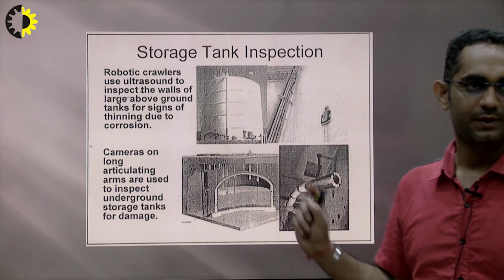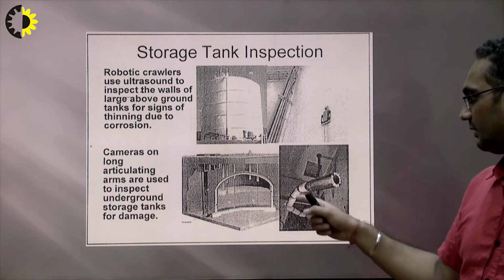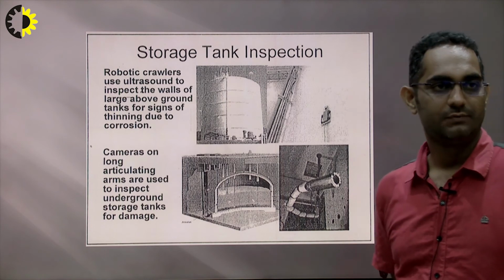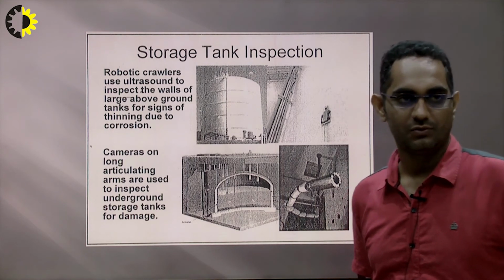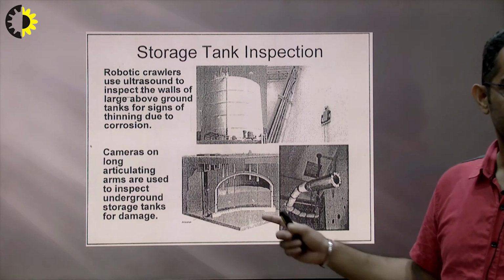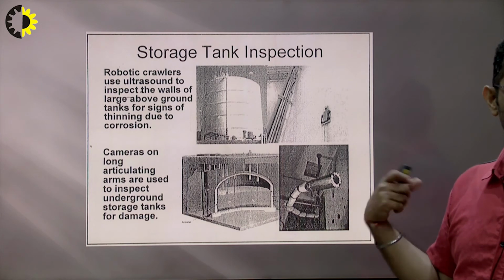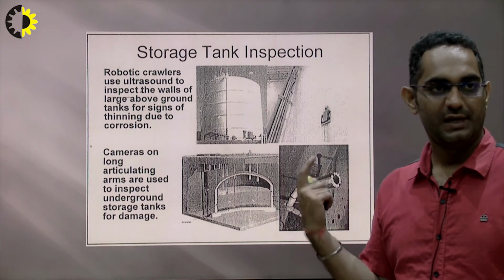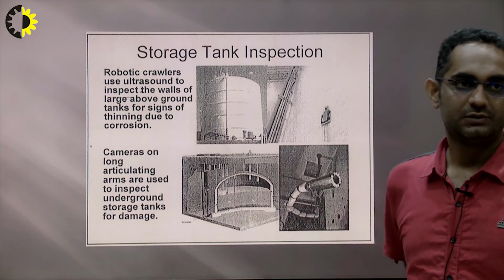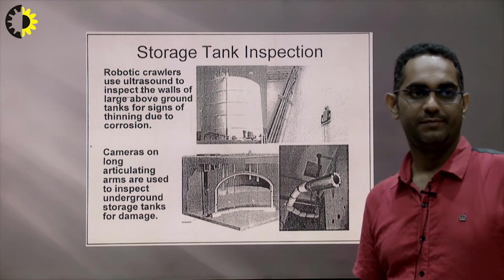Next is cameras. Cameras on long articulated arms are used to inspect underground storage tanks for damage. Underground storage tanks are there, and cameras on long articulated arms are used to inspect them for damage.